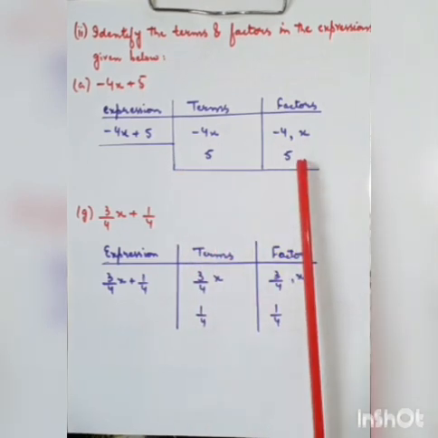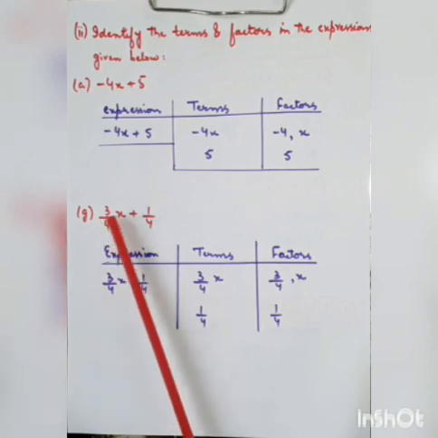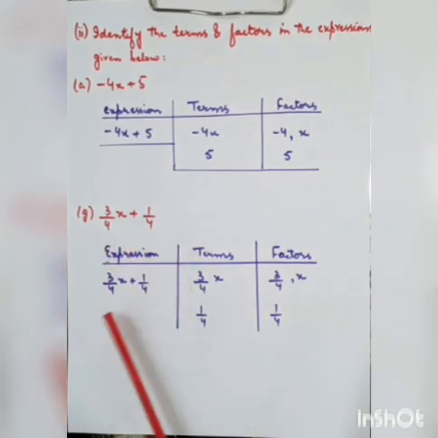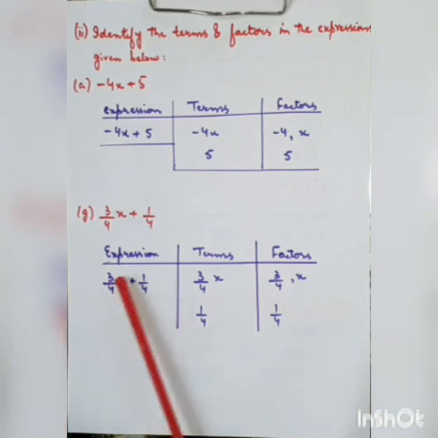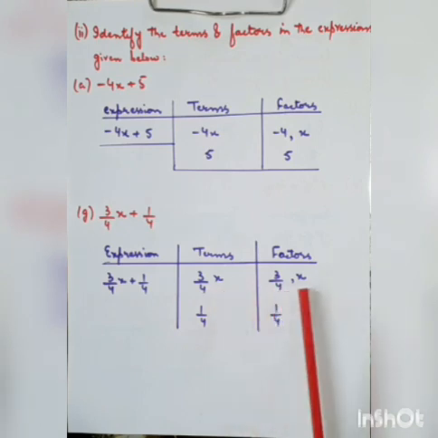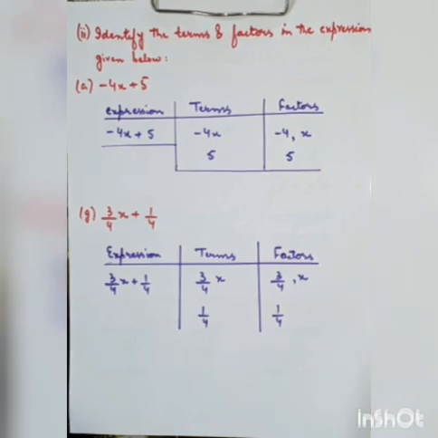Okay, then I have taken the g part here, 3/4x plus 1/4. So this is the expression. Then we have two terms here, 3/4x is a term and 1/4 is a term. Then this 3/4x has two factors, 3/4 comma x, and this 1/4 has only one factor, that is 1/4. Okay, so students, you will solve the rest of the parts of this question also yourself.